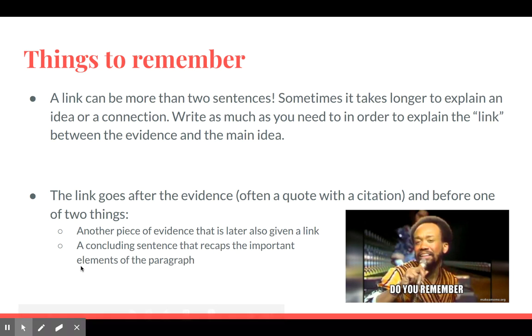Couple things to remember. Besides it being 2 sentences, the link goes after the evidence, which is usually a quote with a citation, and it can be before one of 2 things. If you're writing a MELCon with multiple pieces of evidence, your link could be before another evidence or quote, or it could be before the concluding sentence, which we will talk about soon. So it could be near the end of the paragraph by the concluding sentence, which ends your paragraph, and before you move on.